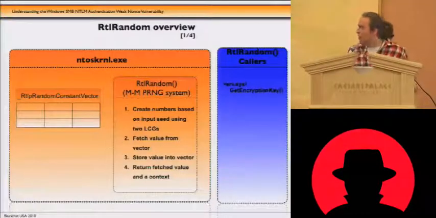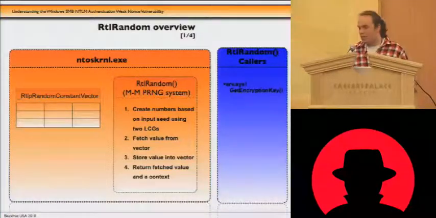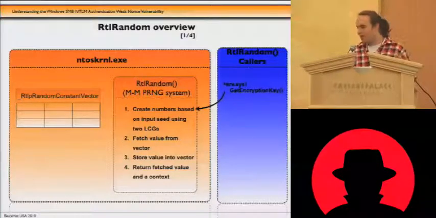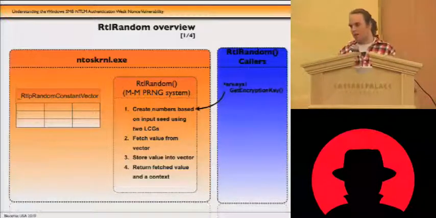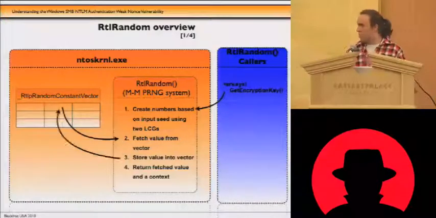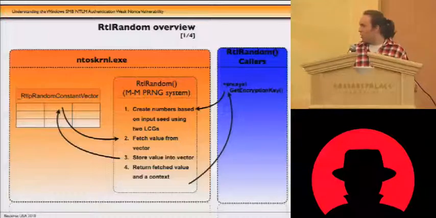First, the RTL random function is a PRNG, which appears to be a MacLaren-Marsaglia system that I will explain later, which uses 2 LCGs that I will explain later. So first, we'll create numbers using 2 LCGs as an M&M system. We'll fetch a value from an internal vector, which is related to the M&M system. We'll store a value into that vector, and we'll return the previously fetched value from the vector and a context to its caller.